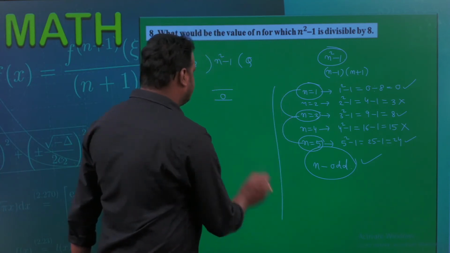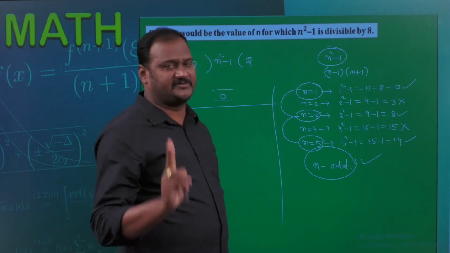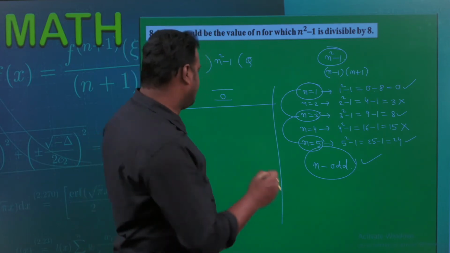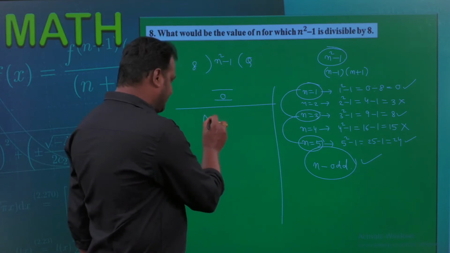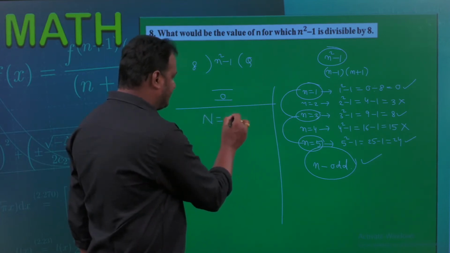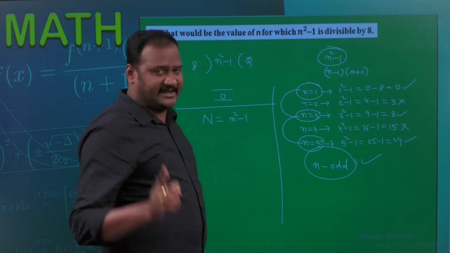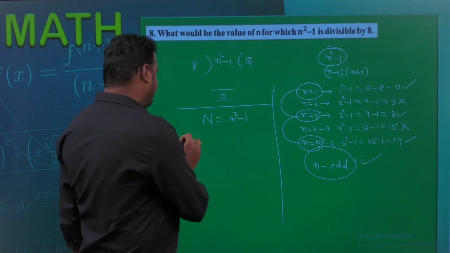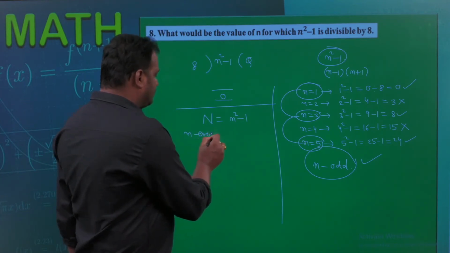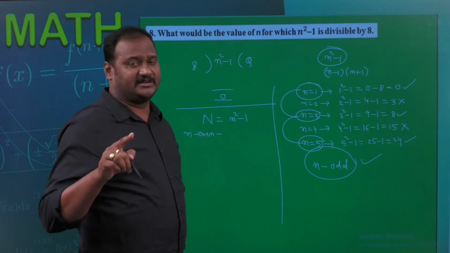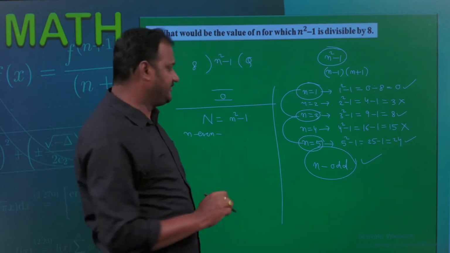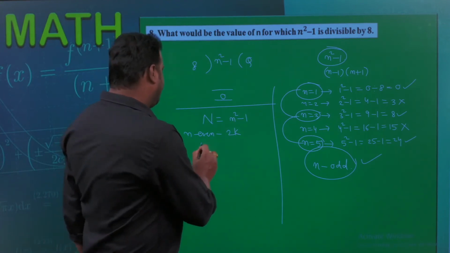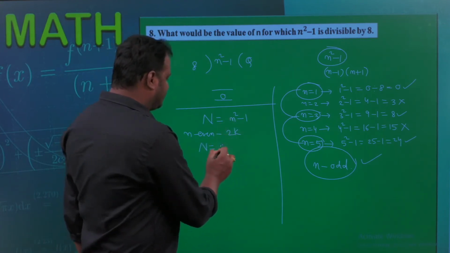But you can answer this problem systematically because we have two types of numbers. What are those two types? Even number and odd number. Our number is, for example, capital N equal to n square minus 1. Here n is a natural number. It can be an even number or an odd number. I am taking n as an even number. A number which is a multiple of 2 is said to be an even number. I am going to take 2k. Then n is equal to 2k.